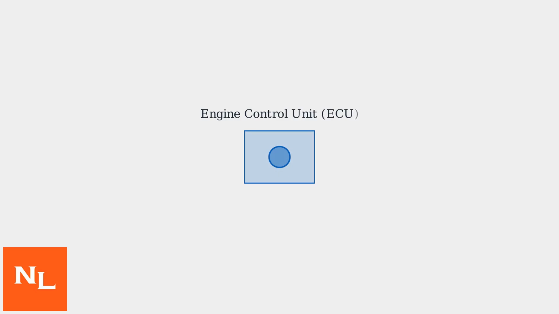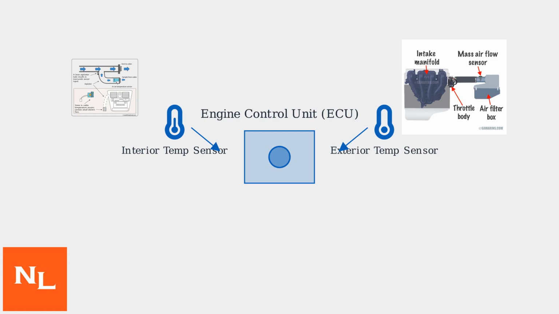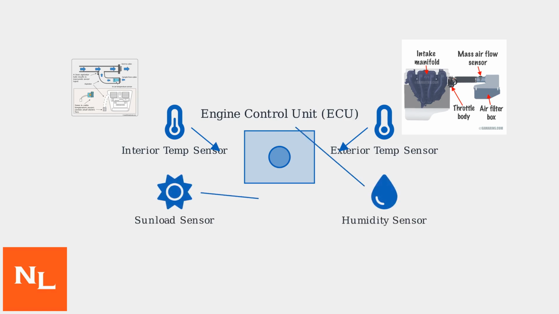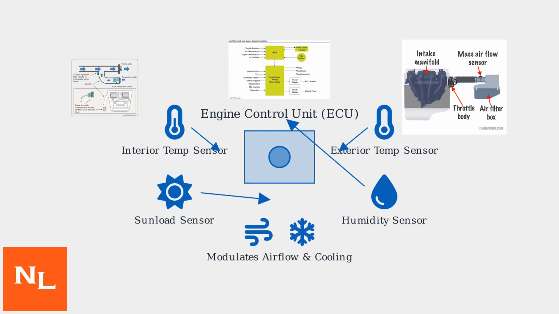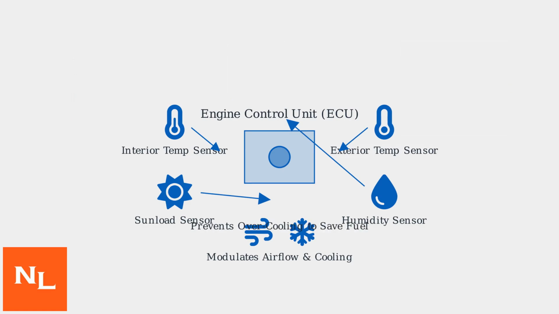Your Accord's ECU integrates data from multiple sensors to control the climate system. Interior and exterior temperature sensors provide data about the cabin and outside conditions. A sun load sensor detects sunlight intensity, while humidity sensors monitor moisture levels. The ECU processes this sensor data to modulate airflow and cooling for optimal comfort. This intelligent control prevents overcooling, saving fuel, and improving efficiency.